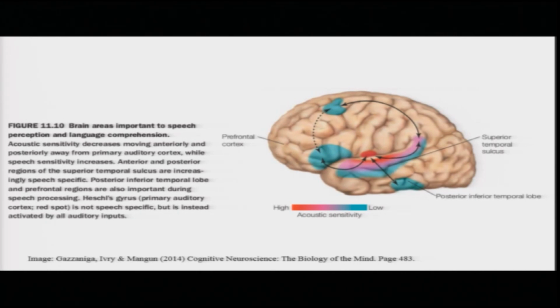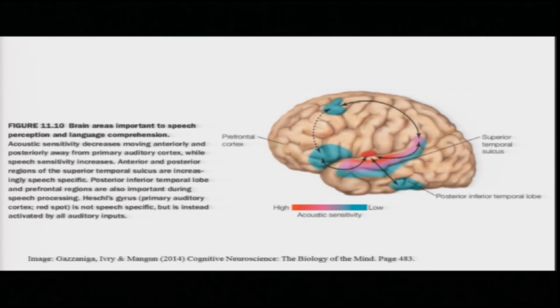Acoustic sensitivity decreases moving anteriorly and posteriorly away from the primary auditory cortex. So, this is your primary auditory cortex. If you move further forward or backwards, the sensitivity to speech sound is gradually decreasing. The anterior and posterior regions of the superior temporal sulcus are increasingly speech specific. So, this is the superior temporal sulcus, and this is where speech specific analysis is happening.